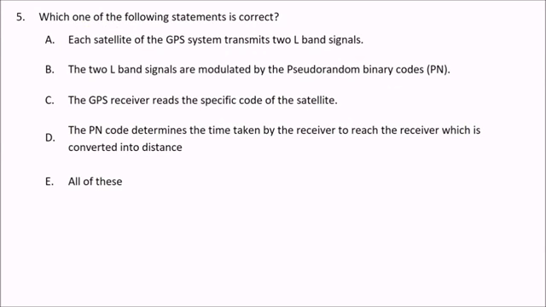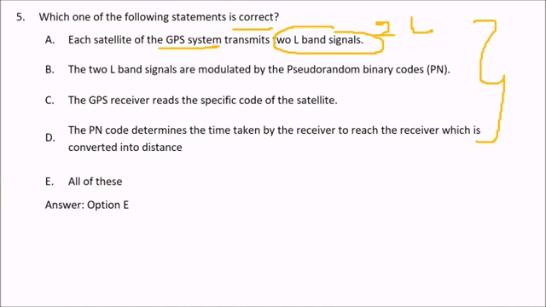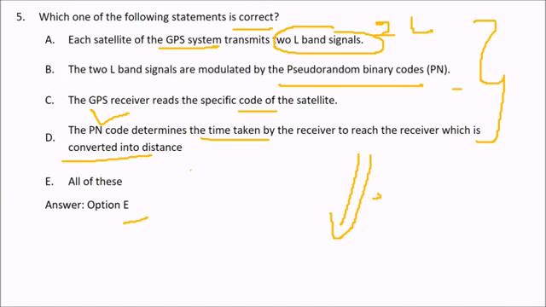Next is, which one of the following statements is correct? So these are five options for you. I want you to read all these and try to find out the correct statement. The answer is all of these, because each satellite of the GPS system transmits two L-band signals, and the two L-band signals are modulated by PN, that is the pseudo random binary codes. The GPS receiver reads the specific code of the satellite. This is also true. And the PN, that is the pseudo random code, determines the time taken by the signal to reach the receiver, which is converted into the distance. So it is the time taken by the received signals, and with the speed of light the distance can be computed.